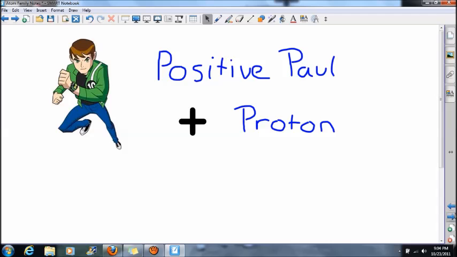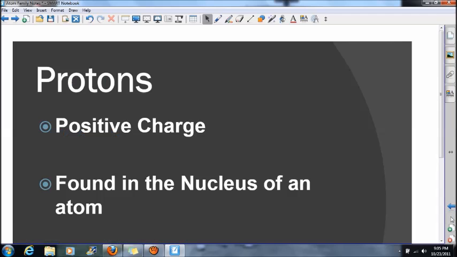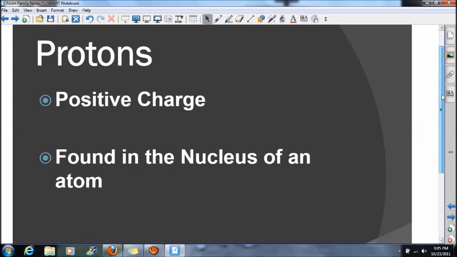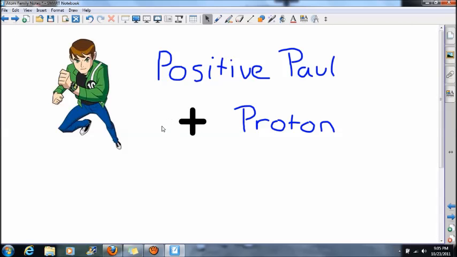And so on your paper, in your notes, let's go ahead and write down that a proton, or positive Paul, is our proton. Next note is protons. They are positively charged. So protons have a positive charge. And protons can be found in the nucleus of an atom. So if you think back to that picture we just drew, we labeled the nucleus, and inside of that nucleus you can find positive Paul, the proton. That's where he lives.